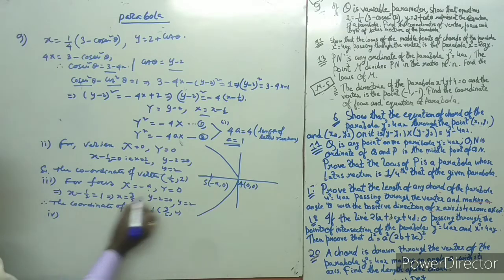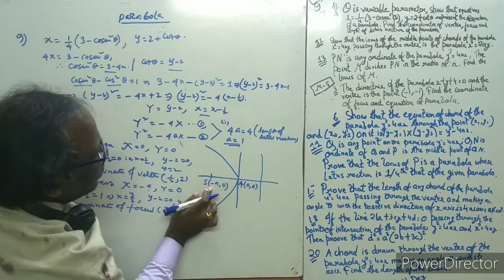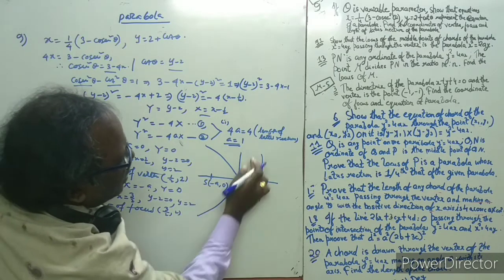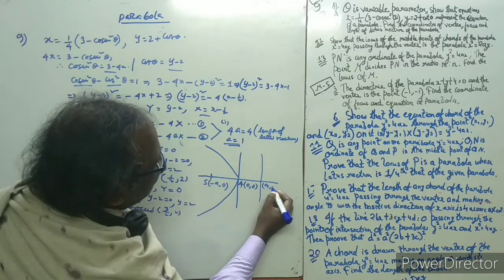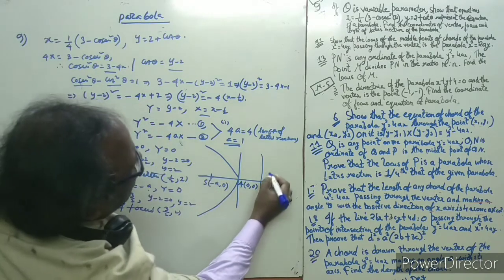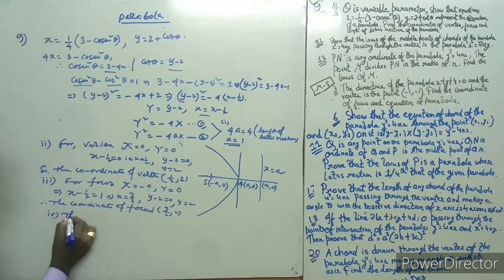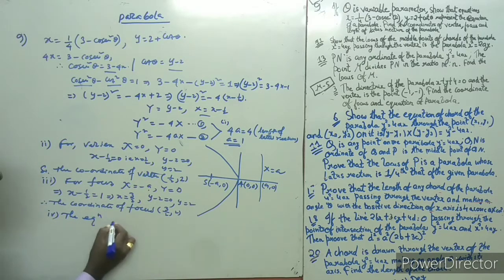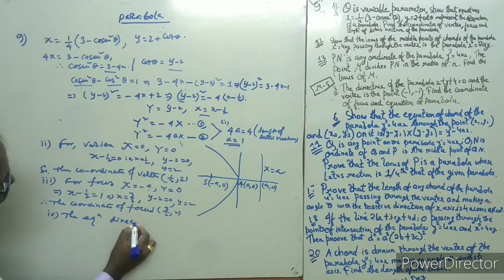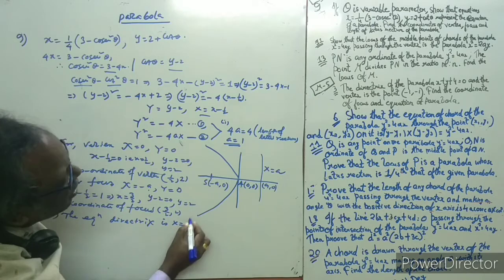And number 4, the equation of the directrix. They are at the same distance. Here the coordinate of the focus is minus a comma 0, then the directrix passes through the point a comma 0. Then we can say this is the equation x is equal to a. So the equation of the directrix is x is equal to a.